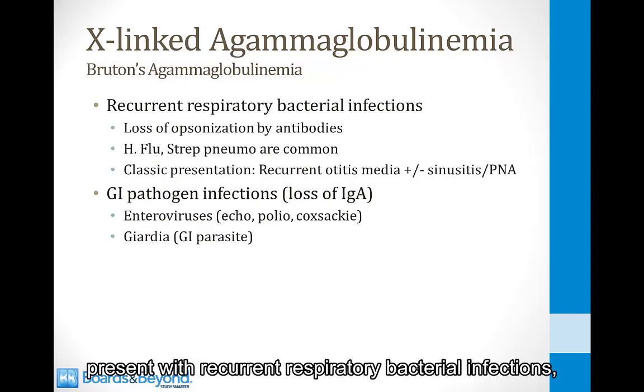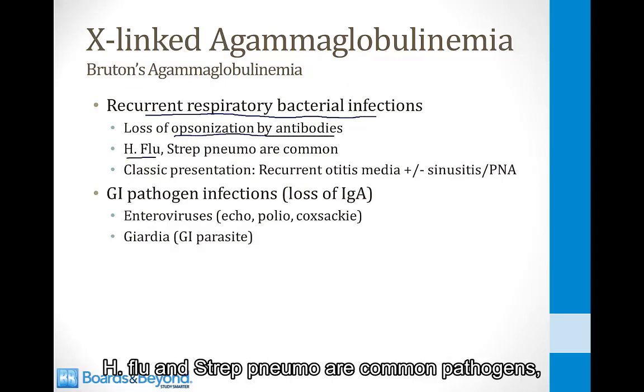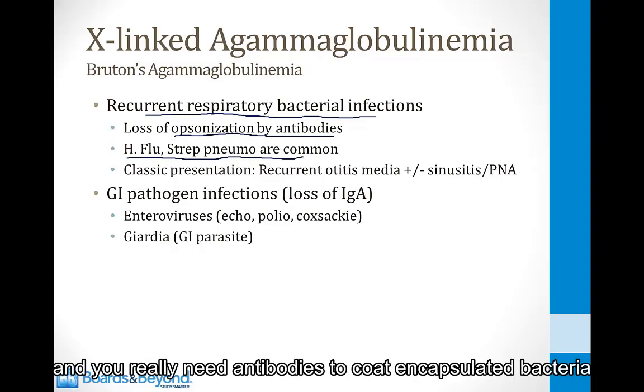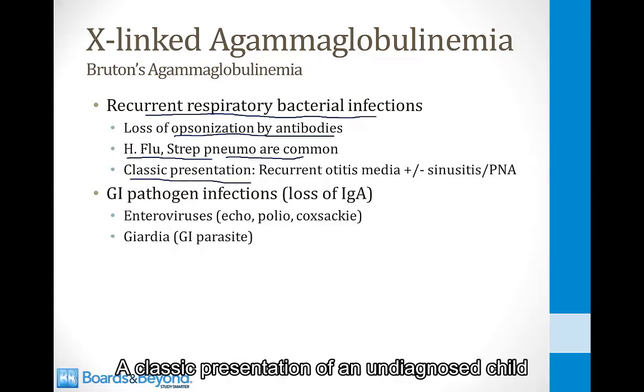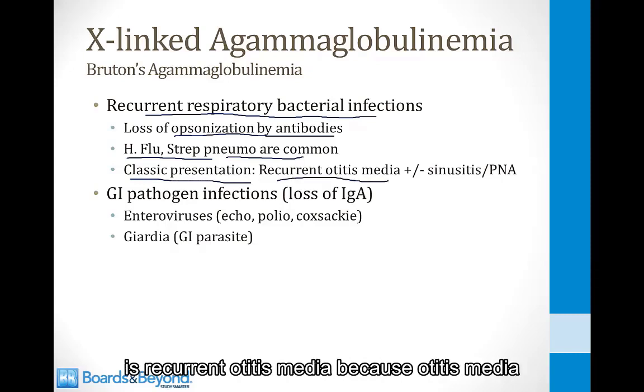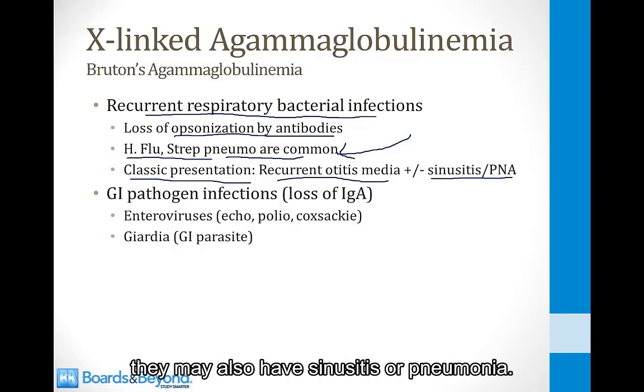Children with this condition present with recurrent respiratory bacterial infections. They have lost the opsonization effect of antibodies. H. flu and strep pneumo are common pathogens. They are encapsulated bacteria, and you really need antibodies to coat encapsulated bacteria and tag them for phagocytosis in order to clear these pathogens. A classic presentation of an undiagnosed child is recurrent otitis media, because otitis media is caused by these two pathogens. They may also have sinusitis or pneumonia.